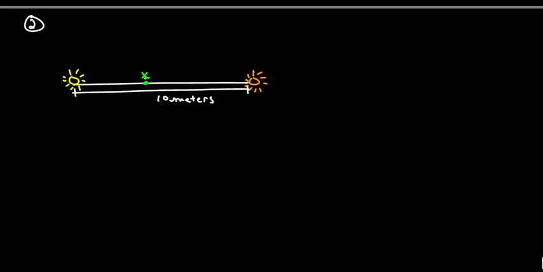Now we also have an object somewhere in between here. We'll call it x, where x is the distance. When I say we'll call that x, we're not really going to call the point x. What we're going to call x is the distance from one of the light sources. So somewhere in here is some point, and its distance away from one of the light sources is x, which means that its distance from the other light source right here has got to be 10 meters minus x, like that.